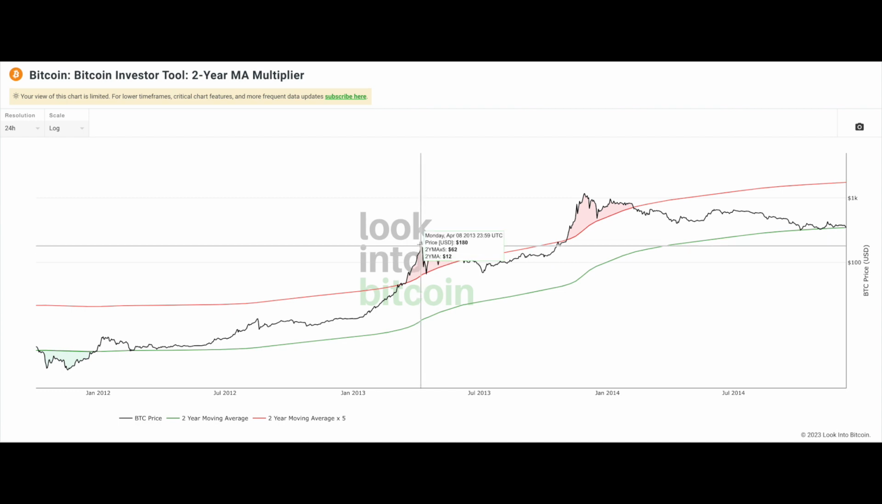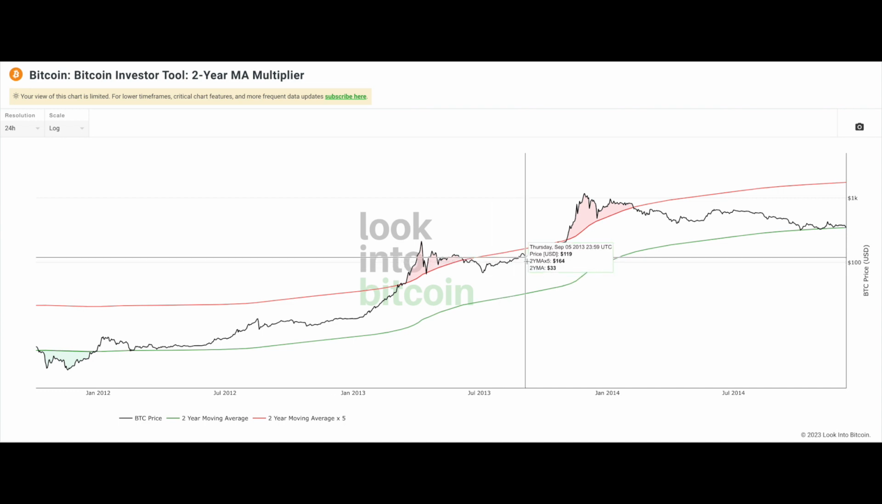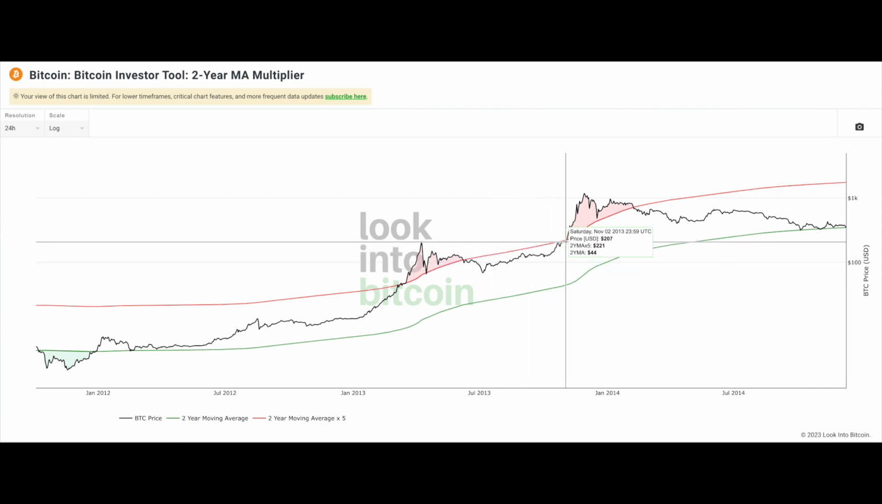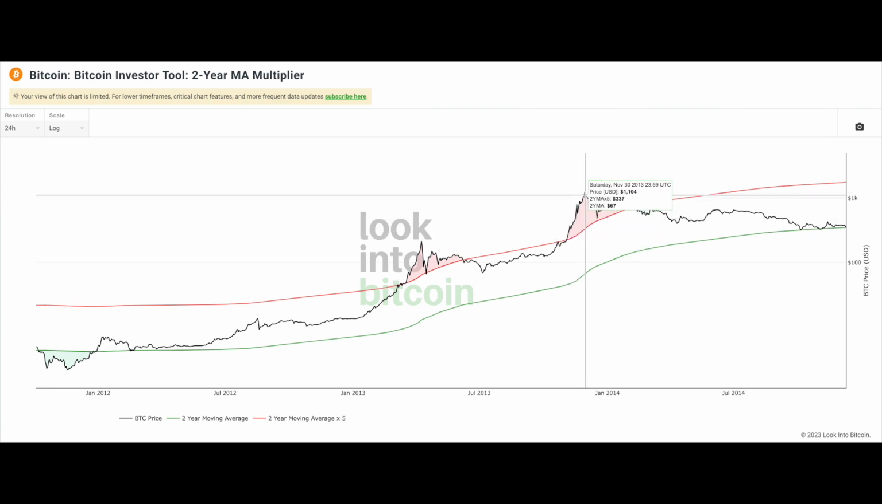Once this run began, you can see we entered the first period of overbought conditions here back in April of 2013 whenever we reached our first peak of $214 before breaking back below our moving average, having a long period of sideways consolidation before finally we broke back above right here, leading us to our true all-time high of the 2013 bull market in November, around $1,100.